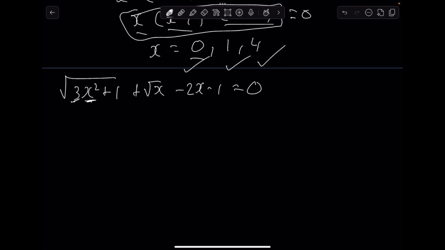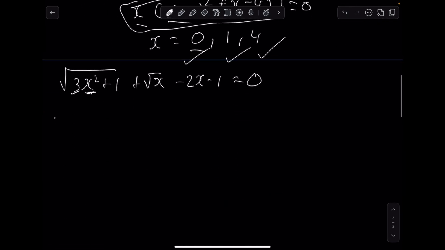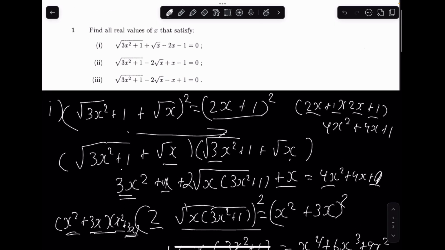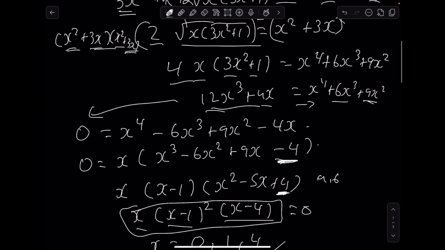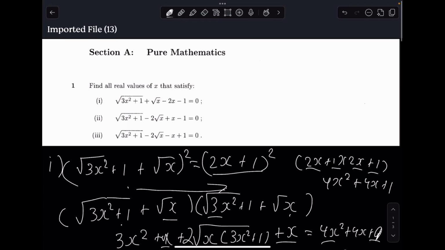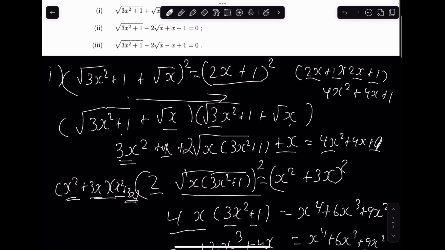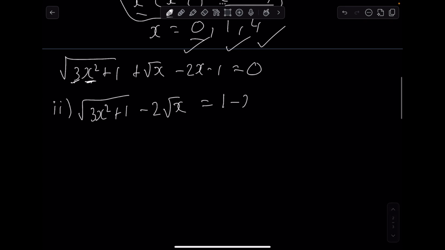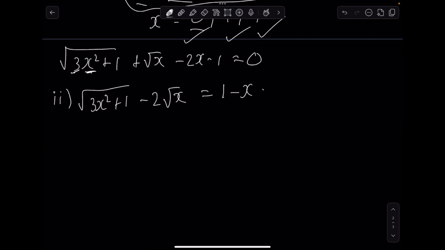So let's just take them, right? Okay, so that's part H. Let's go to part I. And with step questions, the previous part normally helps quite a lot. So let's try to see if we can find any similarities. Alright, so here's the equation. So it's root of 3x squared plus 1 minus 2 root x, similar to the first equation. And let's just take the term to the other side again. So that's 1 minus x. Right? Okay, so now let's square both sides again.